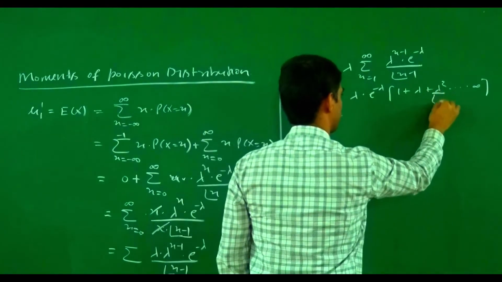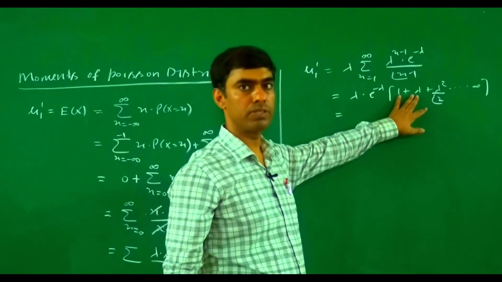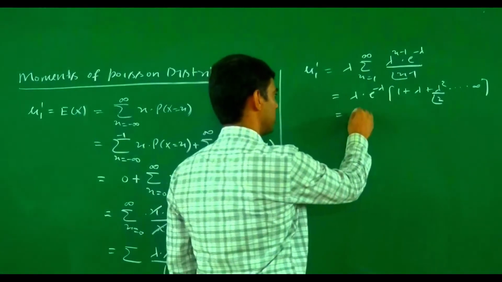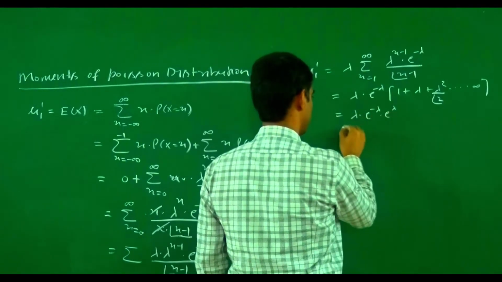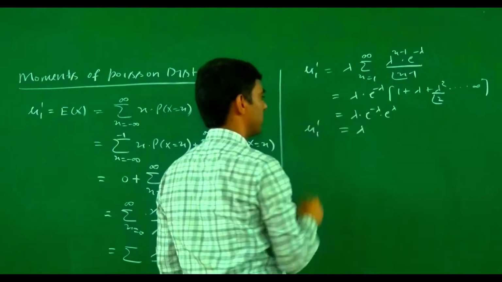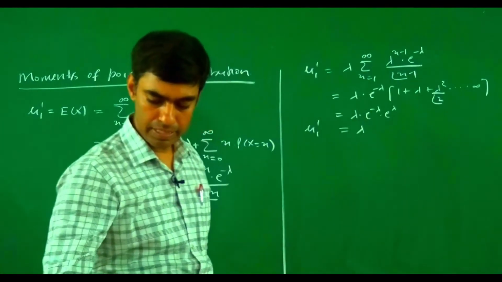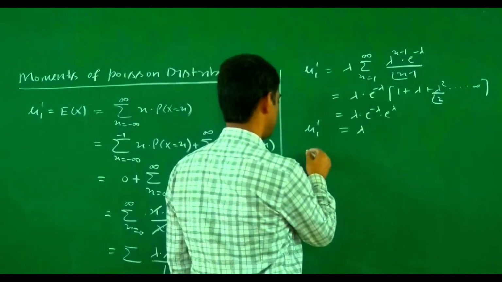Lambda square upon factorial. Sorry, lambda square upon factorial. So what is the value for this one? The value for this one is e to power lambda. So this becomes lambda into e to power minus lambda into e to power lambda, and what is the value? The value becomes lambda. So what is the value for mu1 dash? Mu1 dash equals lambda. Similarly, we are able to find out the mu2 dash. What is the value for mu2 dash?